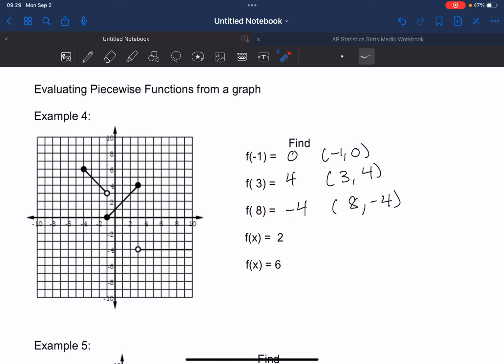Now on these two, it says f of x is equal to a number. That number is y, right here. This is y. So I'm going to find 2 on the y's, which is right here, and I can only go right to meet my graph at x equals 1. So this is x equals 1, or the point 1, comma 2. Same with my 6. I'm going to find 6 on my y's. That's right here, and I can only go left to hit my function at a closed dot at -4. So x equals -4, or in other words, -4, comma 6.